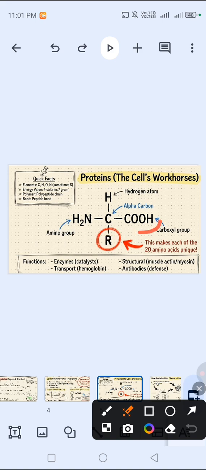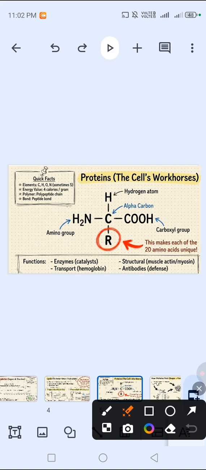So this is the anatomy of amino acids, and every amino acid has an alpha carbon, okay, which is further connected to a hydrogen atom, an amino group, a carboxyl group, and this is the R group, okay. So this variable side chain is what makes each of the 20 amino acids unique. The main thing here, this makes them unique.